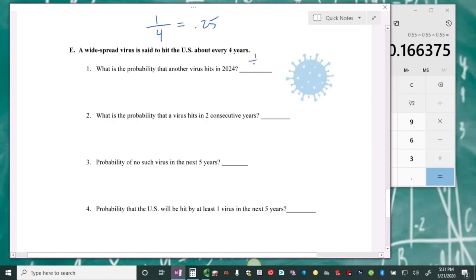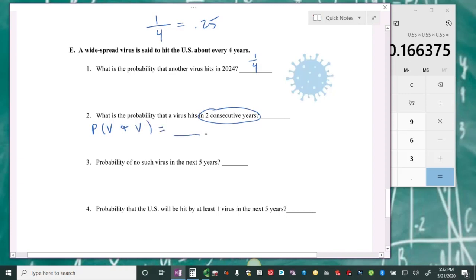So that's the same process that we use even for empirical or relative frequency probabilities. What's the probability that a virus will hit in 2 consecutive years? So these are 2 events, right? 2 consecutive years. So this would be the probability of getting a virus and the next year getting a virus.